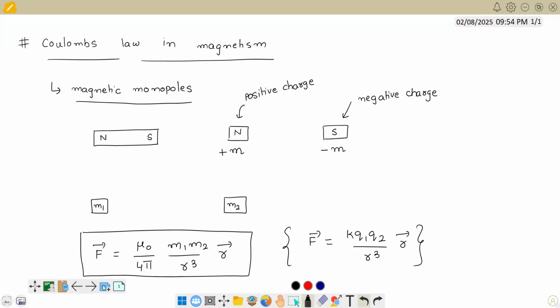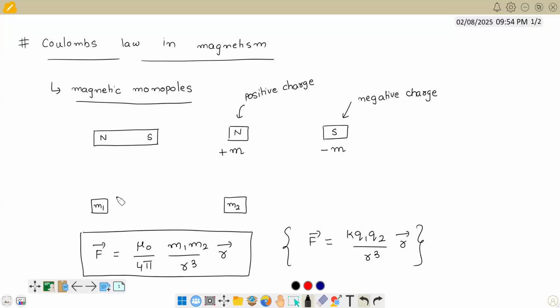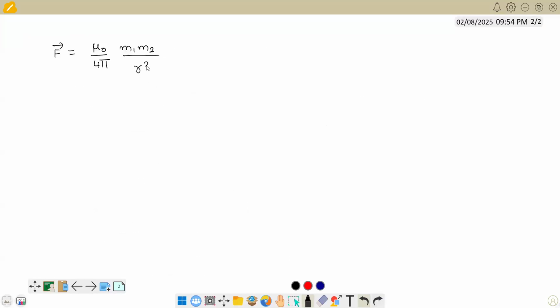Now let us look at this formula in detail a little bit. We got F bar equals mu naught by 4 pi M1 M2 by the distance between them. We have assumed it as R. So it is R cube into R bar. Then what is the direction of this R bar vector? If this is M1, this is M2, and I want the force applied by M1 on M2, then the R bar vector would be in this direction. That means this would be the direction of R bar if I want the force applied by M1 on M2. So this would be the force applied by the first one on the second one.